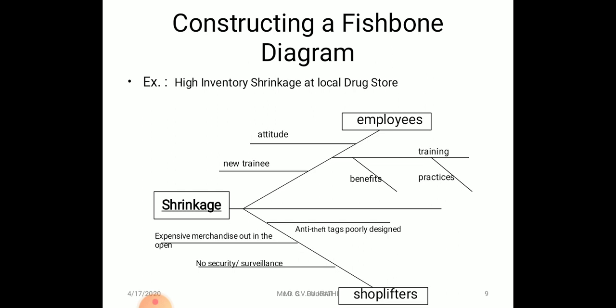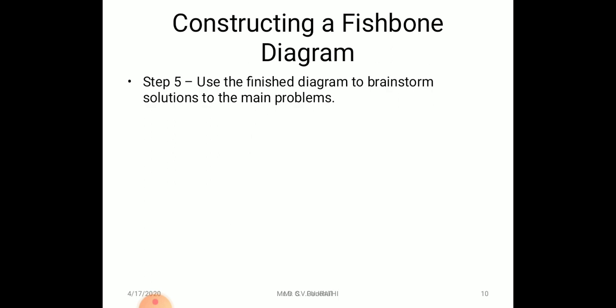Now, when we come to the employees, again the broad category is employees, and then again the specific reasons: maybe the attitude of employees is not good in the work in the medical store, or maybe the employees are not very trained, or maybe employees are not satisfied with the benefits which the owner of the medical store gives to the employees, or maybe the practice of the employee is not good. So likewise, when we think more about the reasons, we get reasons like these. Use the fishbone diagram to brainstorm solutions to the main problem.